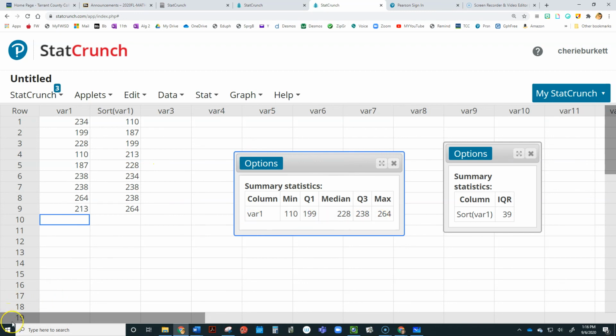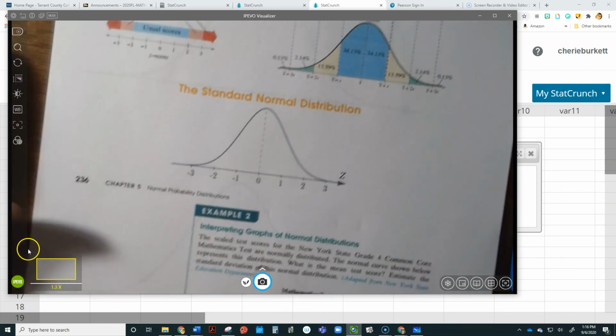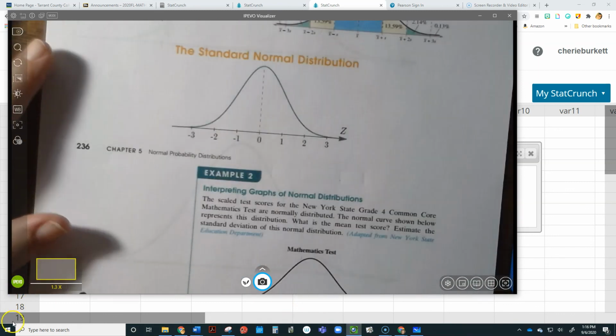All right, so I'm going to stop this video, and we will do the last section of this lesson on the next one, which is about z-scores. So one more video.